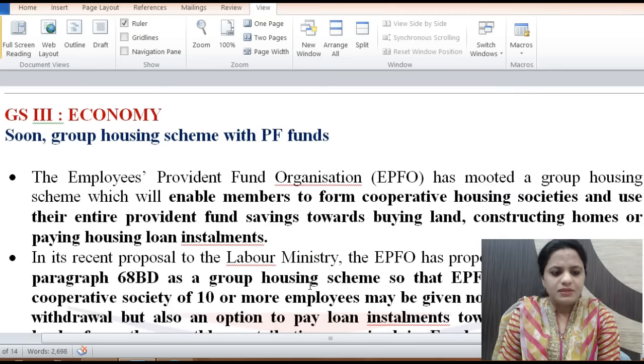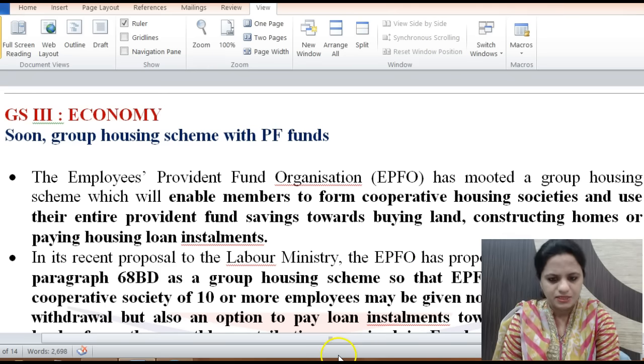The next news item is Soon, Group Housing Scheme with Provident Funds. This is EPFO, the Employees Provident Fund Organization. It has come forth with a proposal that a group housing scheme can be put forth. This is a proposal given by EPFO to the Labour Ministry, under which EPFO functions, and the Labour Ministry will look into it. It will enable EPFO members to form cooperative housing societies and use their entire Provident Fund savings towards buying land, constructing homes or paying housing loans.